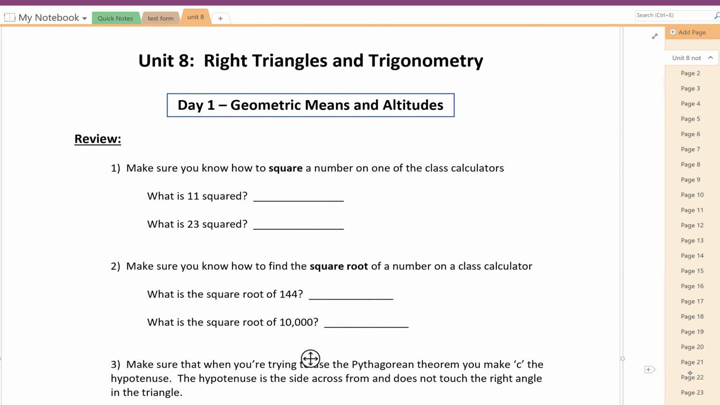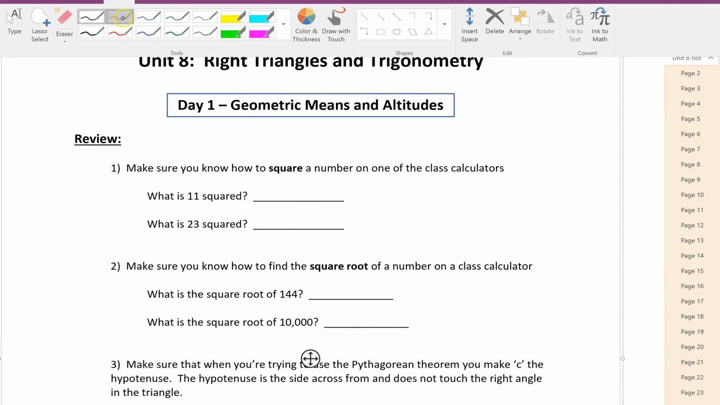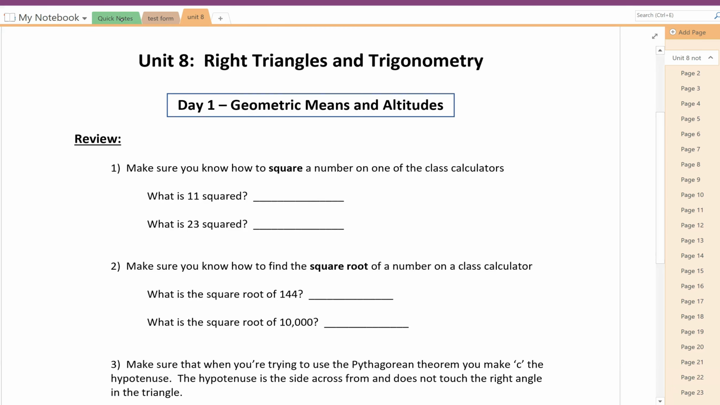One is you need to know how to square a number on your calculator. I know most of you know how to do this, but if you don't, it's important that you listen to what I'm saying or call me over to show you how to do it. So right now, just to make sure you know how, pause the video and tell me what 11 squared is and then what 23 squared is. Then play the video again to see if you got it right. And again, if you don't know how to do it, you need to ask me to show you, okay?